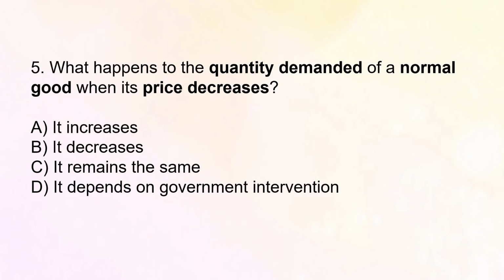Number five. What happens to the quantity demanded of a normal good when its price decreases? Letter A, it increases. Letter B, it decreases. Letter C, it remains the same. Or letter D, it depends on government intervention.